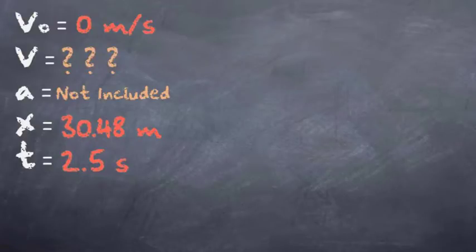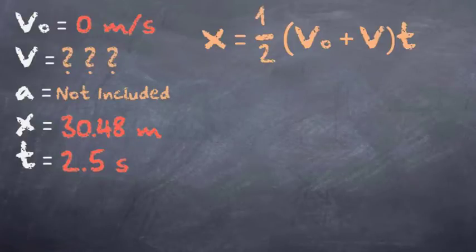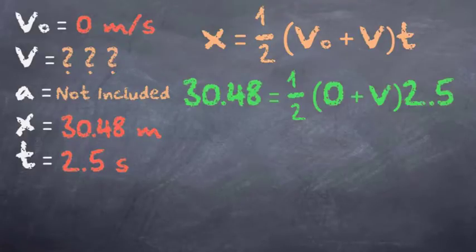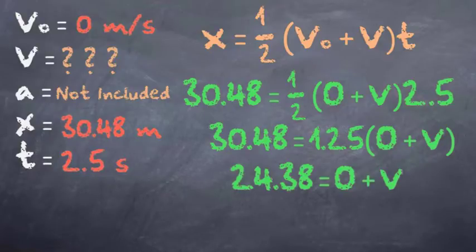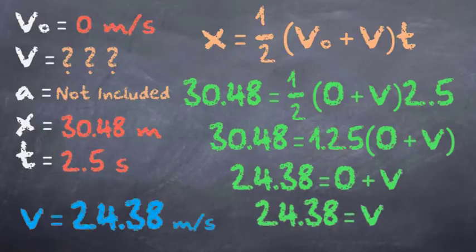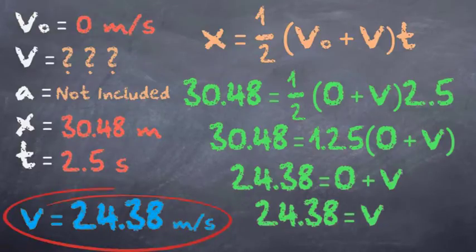My acceleration's not included. If I know what's not included, I can find the formula that does not include acceleration. My given information can all be substituted in now. x is 30.48, 0 is initial velocity, and t is 2.5. I'm going to simplify a little. 2.5 times 1/2, divide both sides by 1.25, and since v plus 0 is just v, there's my answer. This represents how fast I'm moving. So I need to make sure that my answer is both reasonable, which means I want a higher velocity than 0, and it has the proper unit, meters per second, which is the unit for velocity.